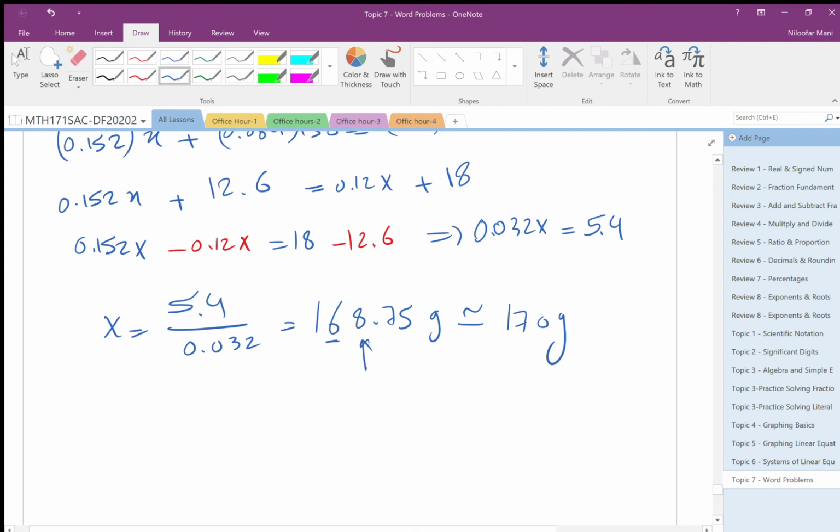I want to round appropriately when it is word problems, when it is measuring, when all of them are approximate numbers. I know they are approximate, so I have to round to the least significant digit for multiplication and addition and those things. So it will be 170 grams here.